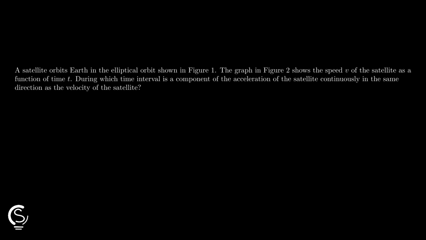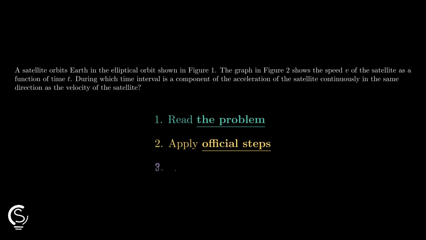Satellites in orbit can be tricky, but we can solve this quickly by looking at how velocity and acceleration interact. Let's find the right time interval now.